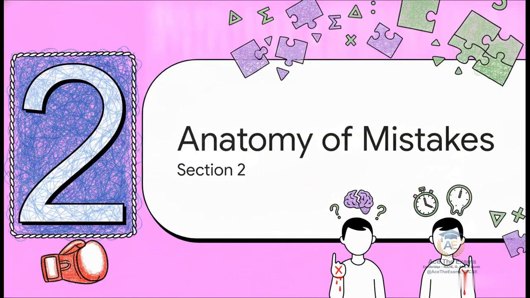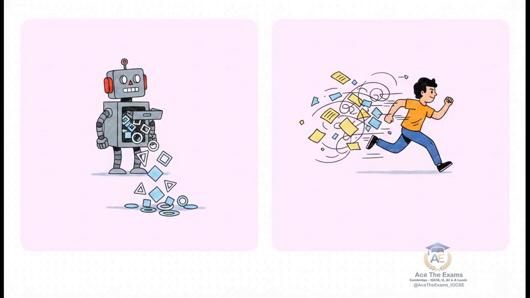Section 2, Anatomy of Exam Mistakes. Let's look at where things go wrong. To understand how to secure those top grades, we need to step into the ring and examine exactly how students lose critical marks year after year.